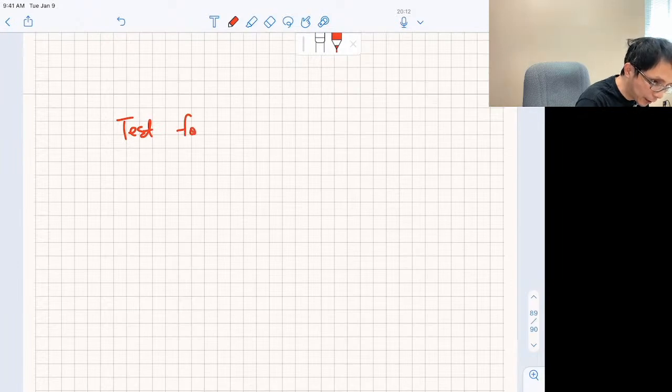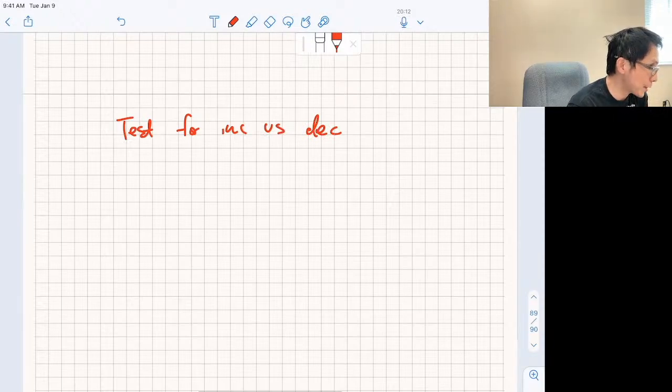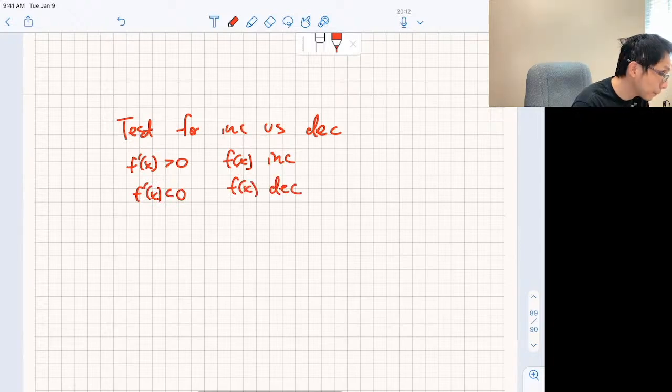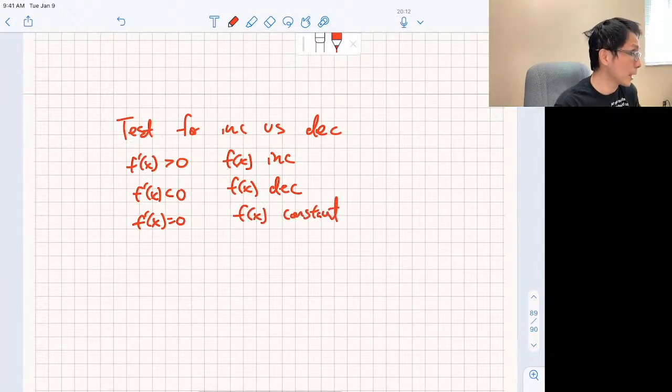Tests for increasing and decreasing. And you guys should know this. Increasing versus decreasing. So if f prime of x is greater than 0, that means f of x is what? Increasing. F prime of x is less than 0, f of x is decreasing. F prime of x is equal to 0, that means f of x is constant. Yes, the second derivative is going to be concavity, but the first derivative is increasing and decreasing. Do you guys know that?